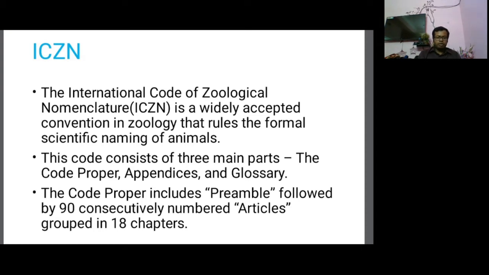The code proper includes a preamble followed by 90 consecutively numbered articles grouped in 18 chapters. The code proper is the most extensively described part of the ICZN, which includes a preamble followed by 90 articles, and these 90 articles are again divided into 18 chapters.